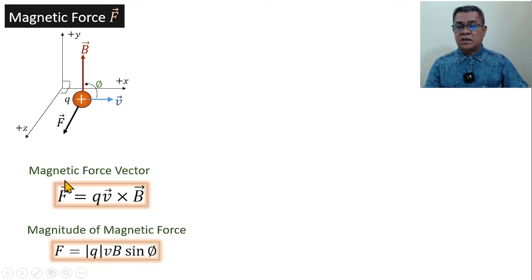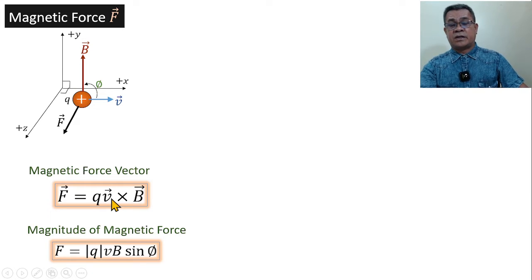So to calculate the magnitude of the magnetic force, just take the absolute value of the charge, meaning if this is negative, consider only positive. But in a vector, you have to consider the sign. If it is positive, keep it positive. If it is negative, keep it negative. And that is for the vector. But for the magnitude of the magnetic force, just take the absolute value of the charge, then multiply. Remember the cross product in vector analysis.